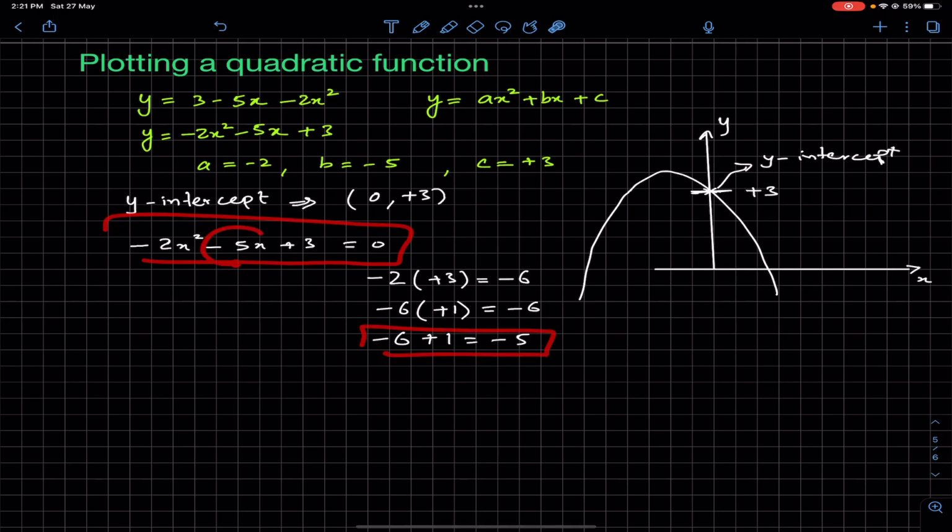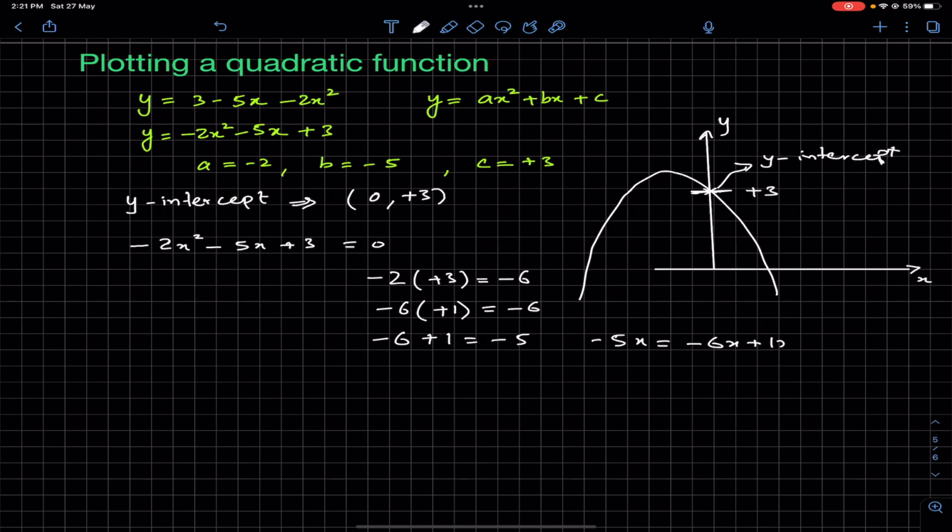Now we can split this minus 5x: we can write minus 5x equals minus 6x plus 1x, which we got from here. This is minus 6x plus 1x, which gives us minus 5x. So now we can write that this is minus 2x square minus 6x plus 1x plus 3 equals 0. Now we can take minus 2x common from both of these terms. So we can write that this is minus 2x.